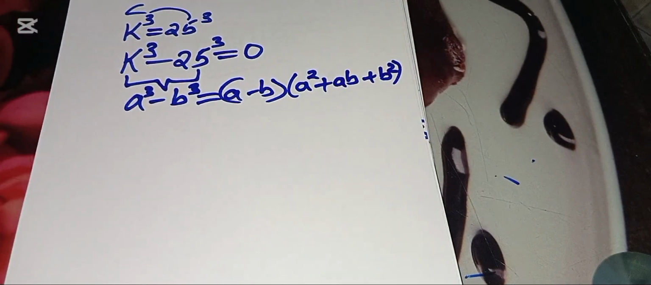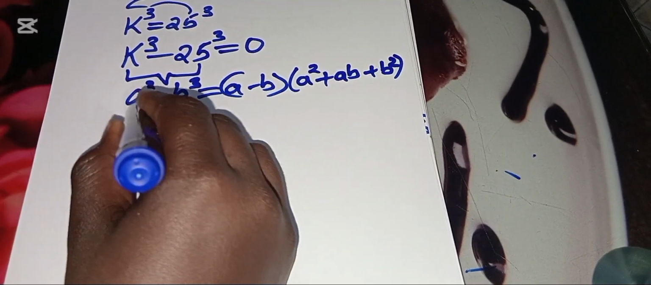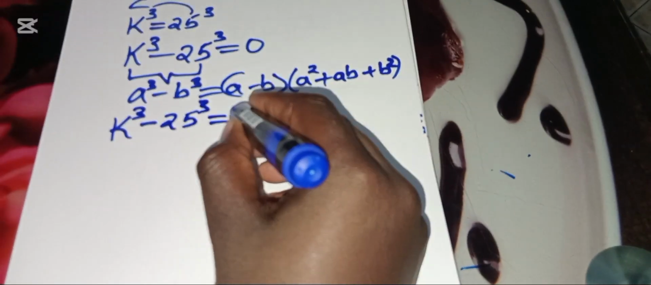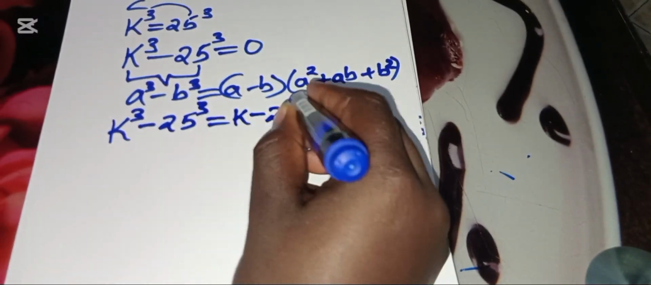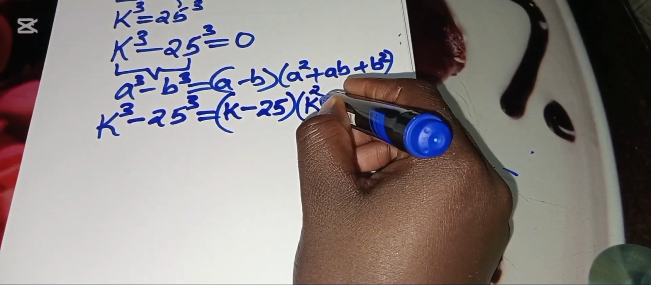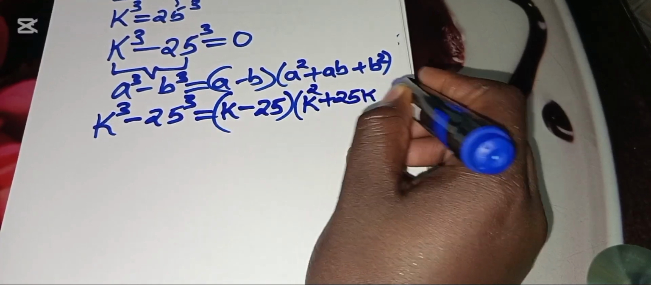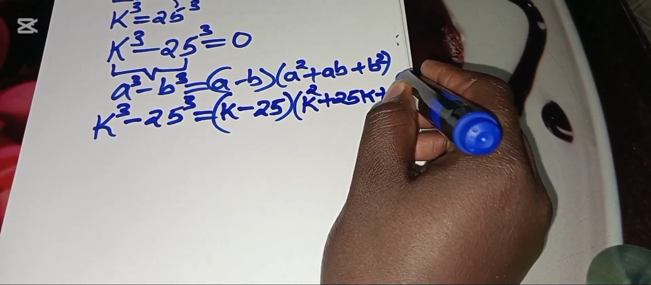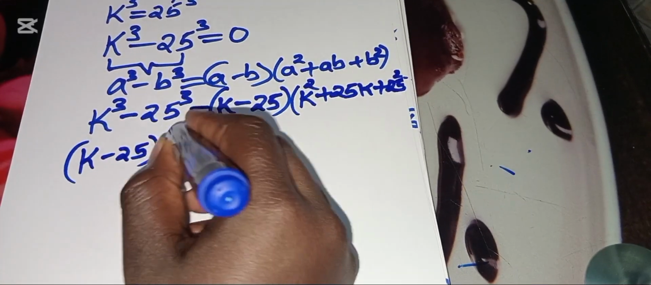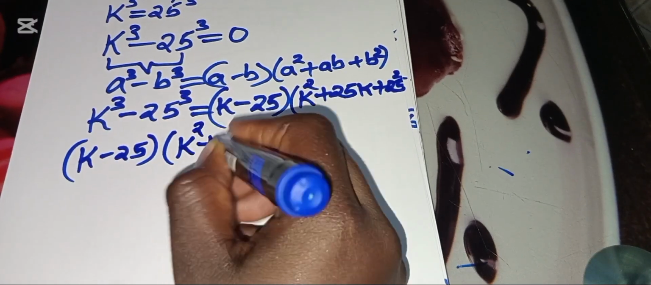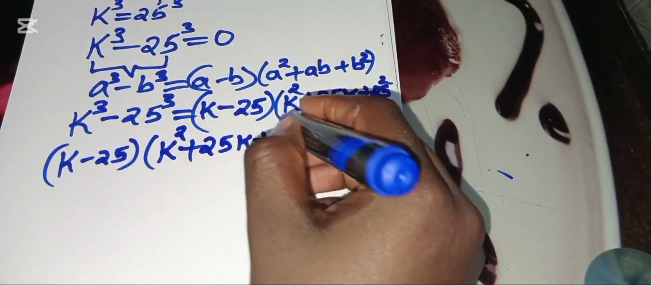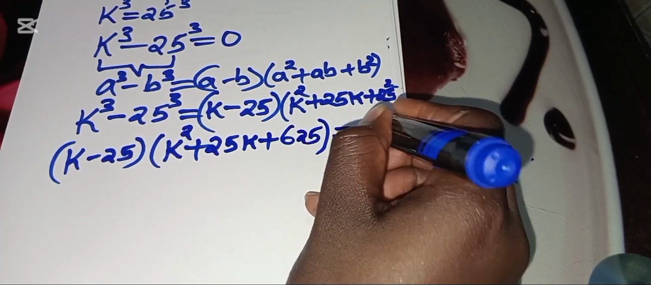In our case we have k cubed subtract 25 cubed. This can be expressed as k minus 25, times k squared plus 25k plus 25 squared, which is 625. This is equal to 0.